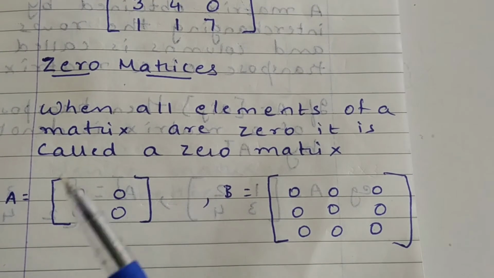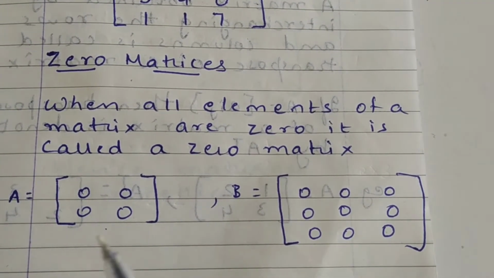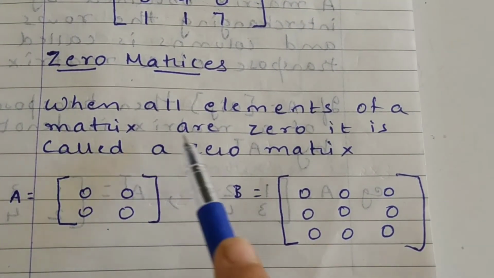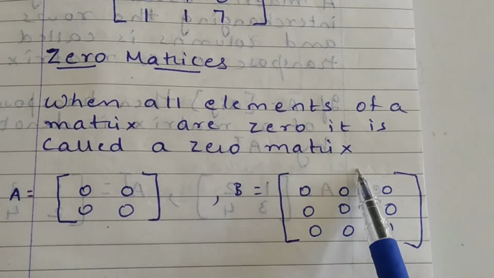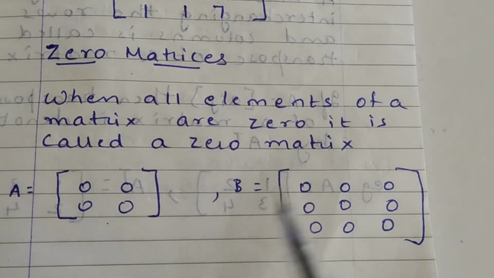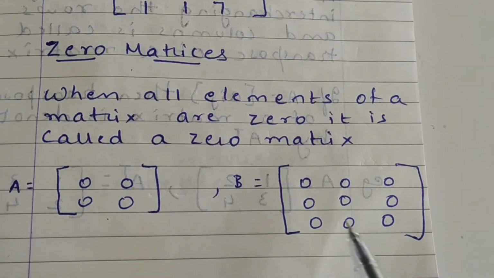Zero matrices. The name itself suggests what kind of matrix this will be. When all the elements of a matrix are zero, then it is called a zero matrix. So here I have taken two examples.